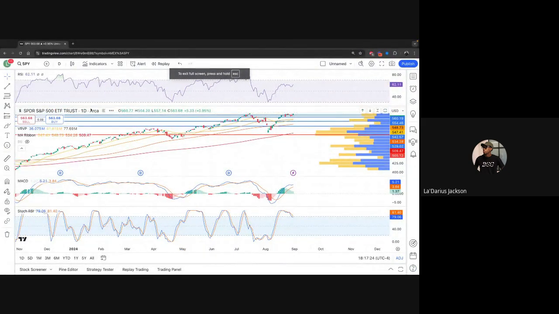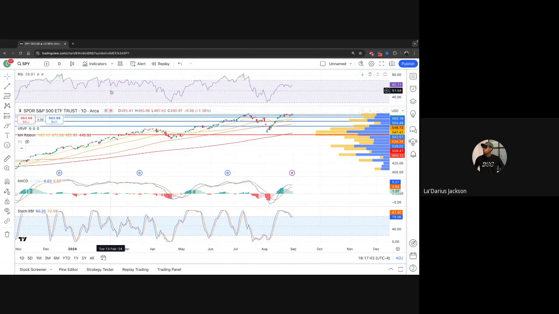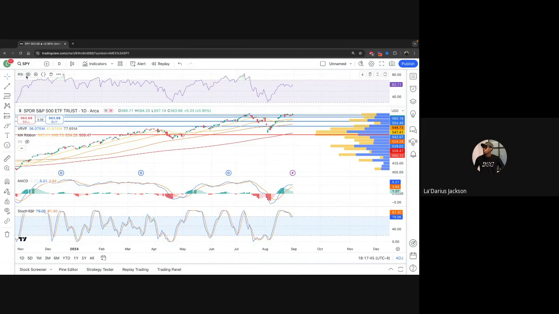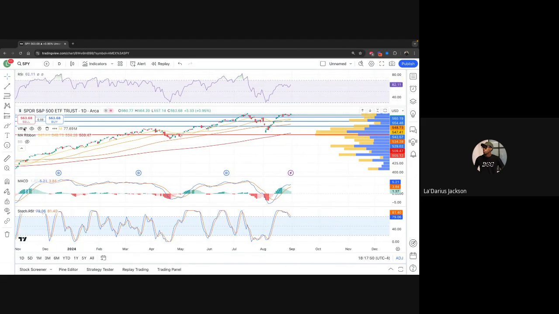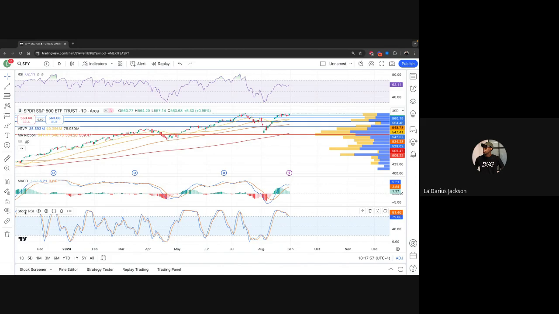All right, so this is TradingView, and we're looking at different indicators. Again, you don't have to use all of these indicators. I don't use all of these indicators every single time. Sometimes I may lean more on one indicator than the other, depending on what style of trade I'm looking at. But I like to give everyone these 5 indicators: the RSI, and if you want to know what we're looking at, the top left-hand corner is going to tell you. The RSI, the RVP, the MA ribbon, the MACD, and the stock RSI.